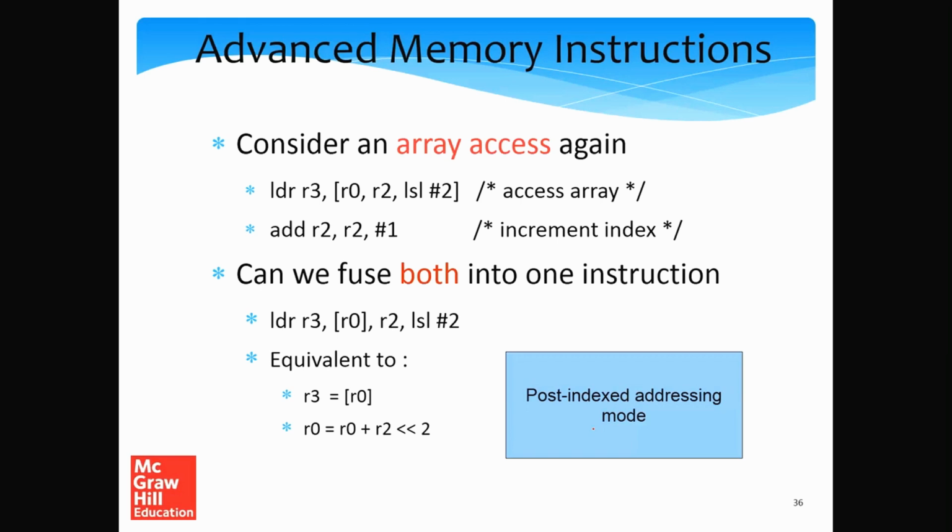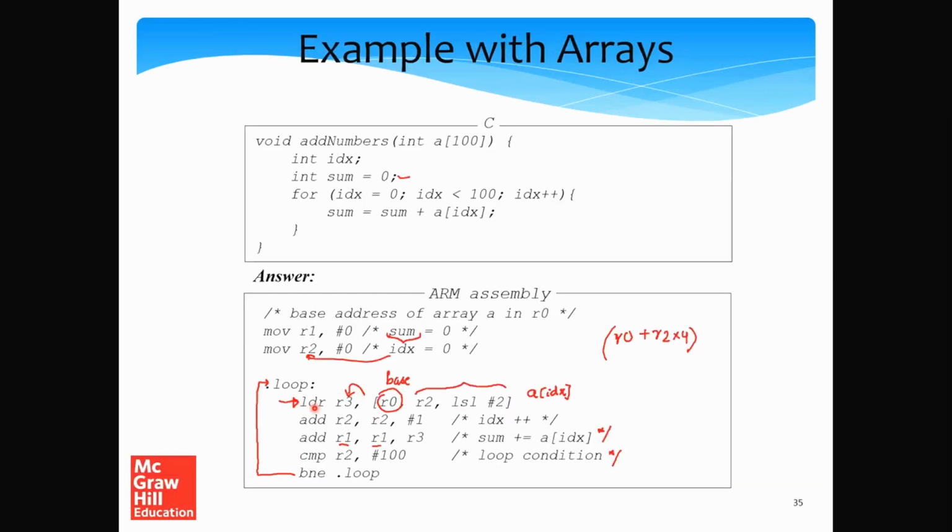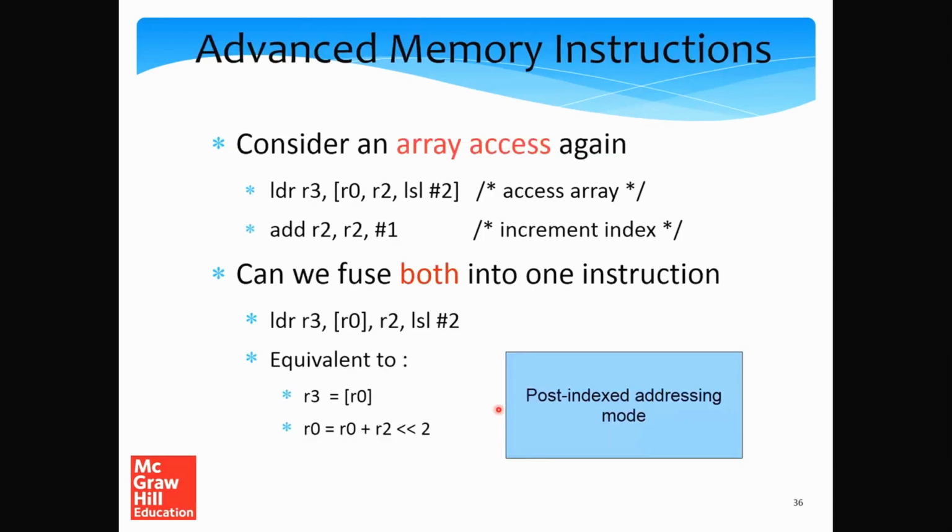Now let's take a look at even more advanced memory instructions. So consider an array access again. I'll just take out the relevant instruction. Maybe if I go to the previous slide, this was the instruction that was being used to access the array. So I can again come back over here and have load R3. I'm just repeating the array accessing instruction. So we have this, and subsequently we increment the index, which is R2.